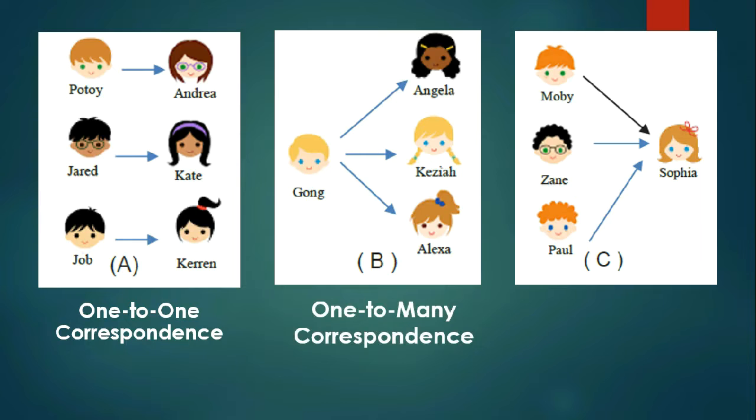In our second diagram, we have one-to-many correspondence. Bakit siya one-to-many? Kasi si Gong, iisa lang siya, he is paired with 3 girls. And the last diagram, we have many-to-one correspondence kasi tatlong lalaki nakapair siya sa iisang babae.